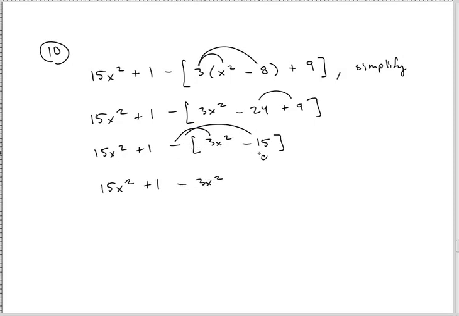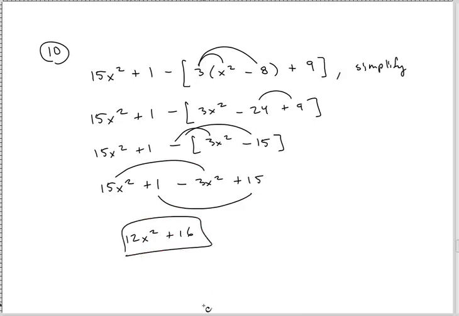So, two negatives make a positive 15. I'll still show my mistakes, okay? I still make mistakes. It's going to happen. That's fine. So now we combine like terms again. My x squares together, my numbers together. 15 minus the 3 is going to be a 12x squared. And then we get a positive 16. There's your answer. You're done.